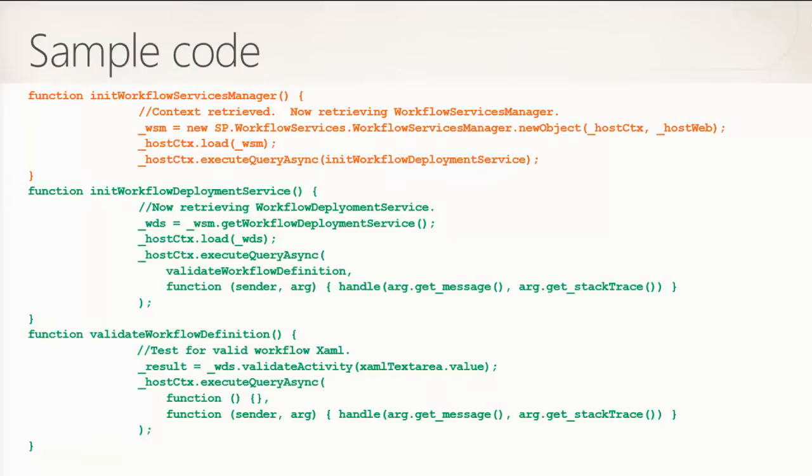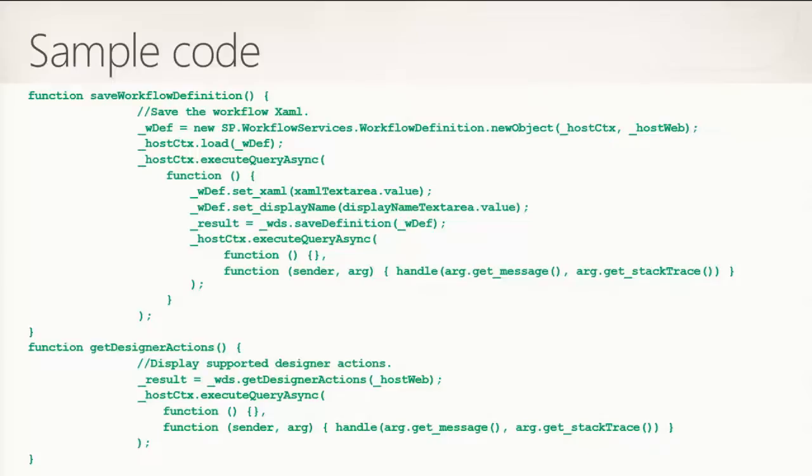And again, we ask the manager, hey, get me the deployment service. Load it up and run it. And then the next call we say is like, oh, well, let's go validate this one workflow definition. Okay? So this validate workflow definition call basically takes the XAML I created and calls into the deployment service that I just created and says validate. So that'll call out and get a result.